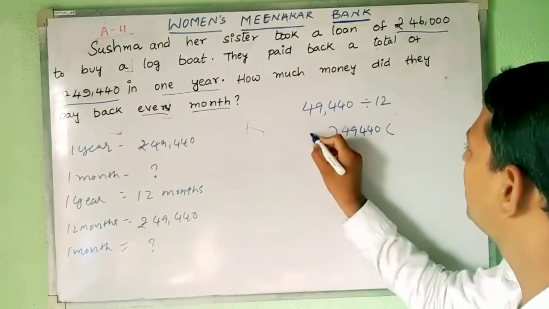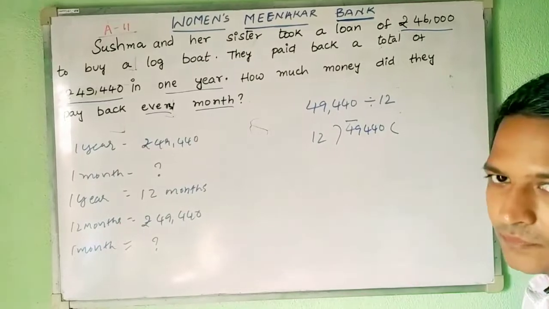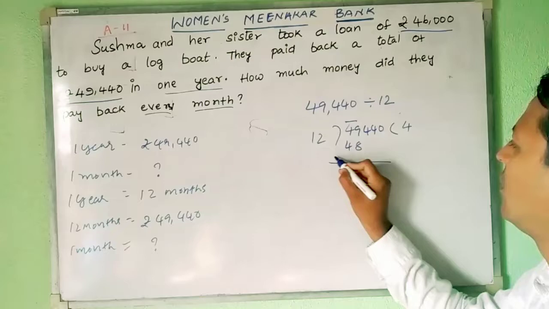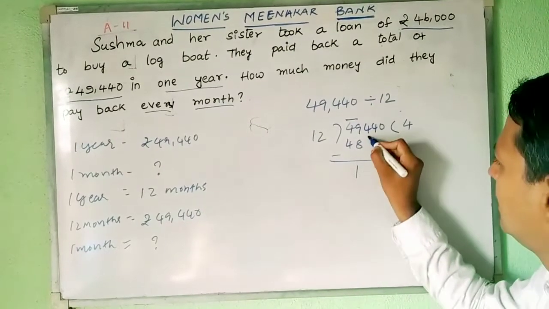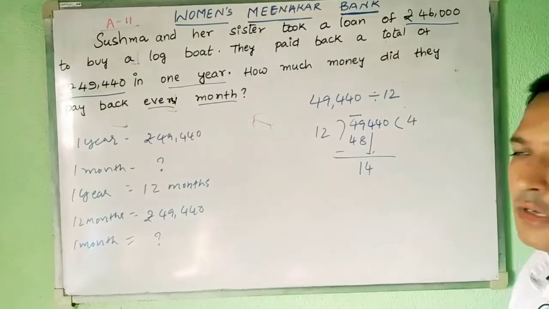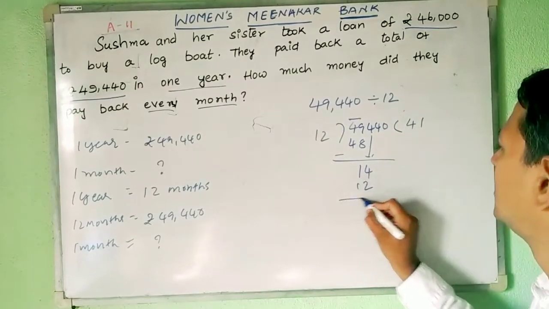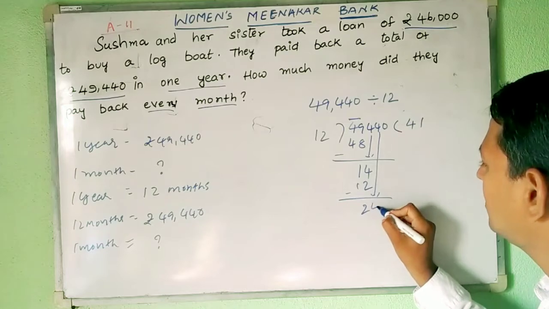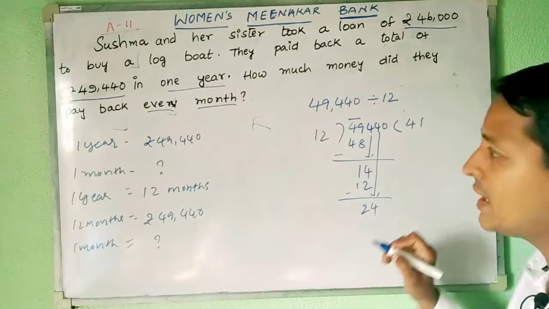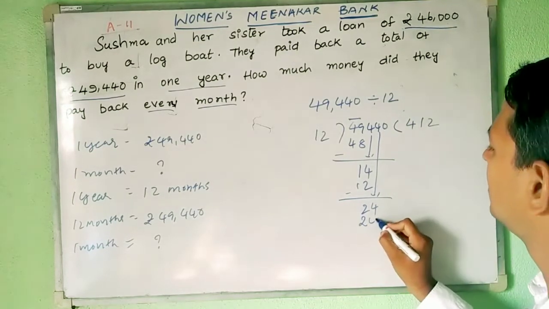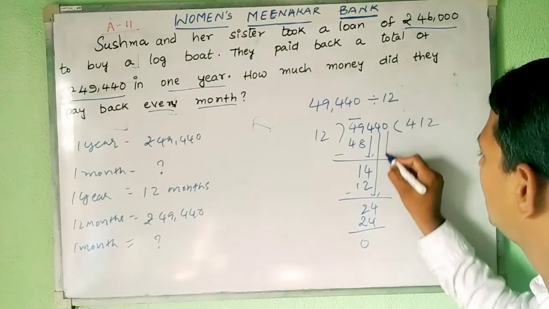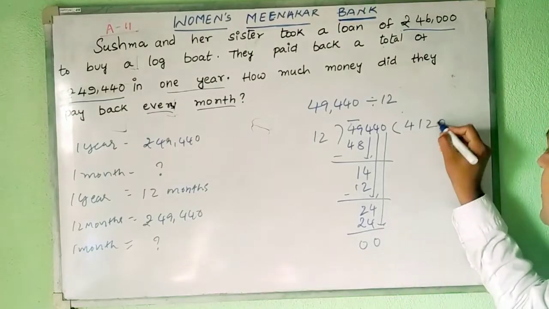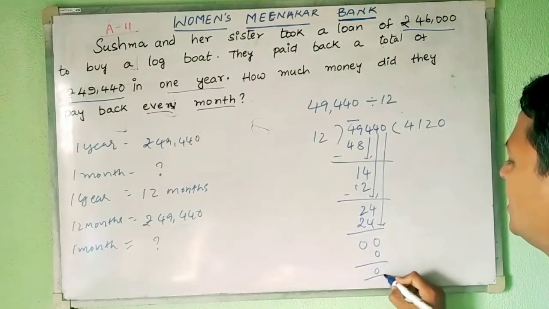49,440 when divided by 12, we take 49. 12 4s are 48 and 48 is subtracted. We have 1 here and 4 comes down. 12 ones are 12. So 4 minus 2 is 2. Again 4 comes down and we know 24. 12 2s are 24. 24 is subtracted, 0. One more 0 is there. I told you already, when one more 0 is there, 12 zeros are 0 also should be subtracted.